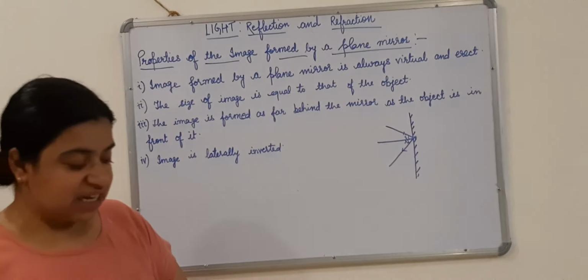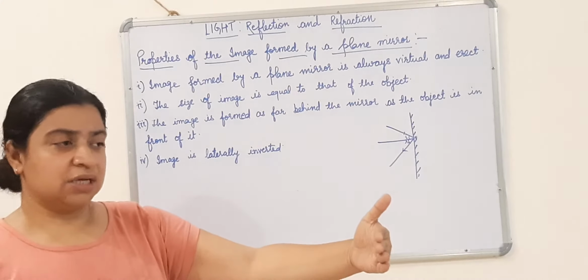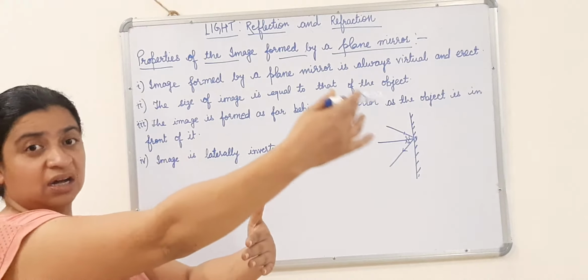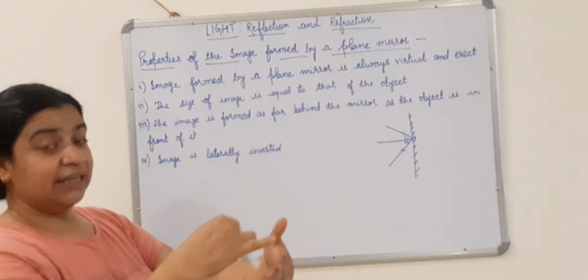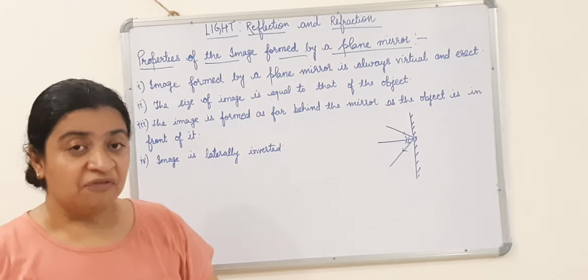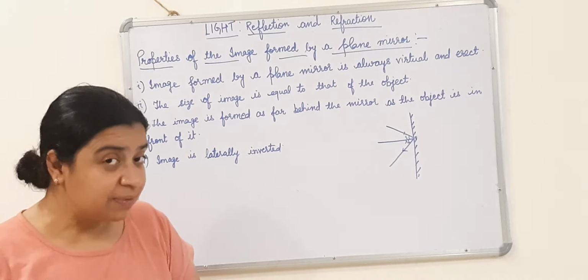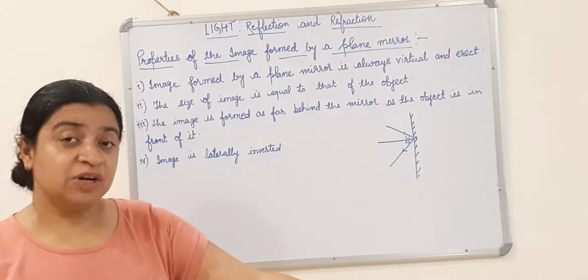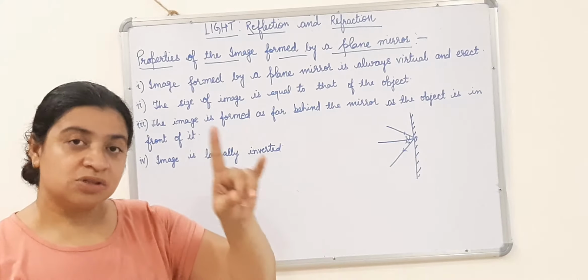Suppose you are standing 1 meter away from your looking glass. Your image will form on the other side. You will see yourself in the looking glass, and that image which you see is also 1 meter behind. You can note this thing, children. If you are standing 1 meter away from the mirror, your image will also be formed inside the mirror, that also 1 meter away.